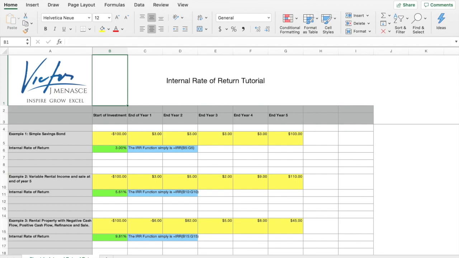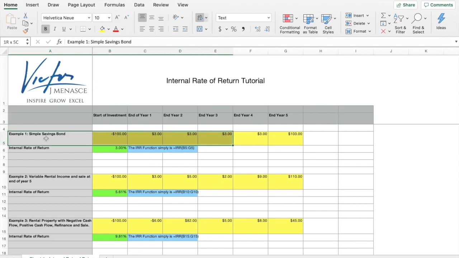When we're talking about internal rate of return, the calculation is pretty straightforward, and I've got 3 examples here in this sample spreadsheet. In the very first example, it's about the simplest example you can hope for, and that's a savings bond. You put in $100 at the start of the investment. At the end of year 1, you get $3 back, and every year thereafter. And at the end of year 5, you get your money back along with $3 for a total of $103. Not surprisingly, your rate of return is 3%, and the IRR function reliably confirms that.